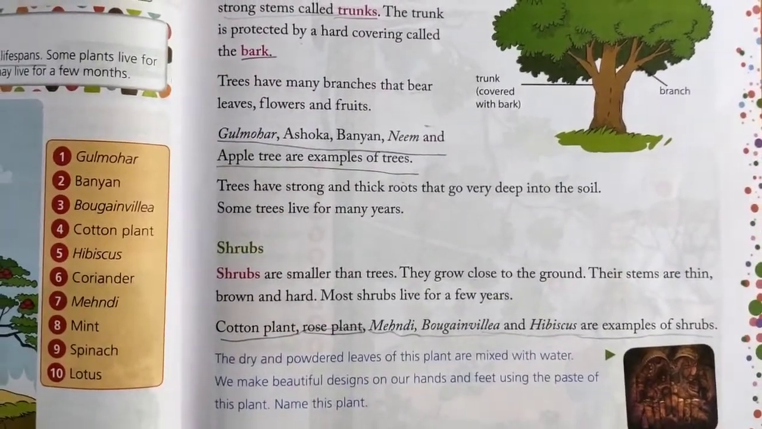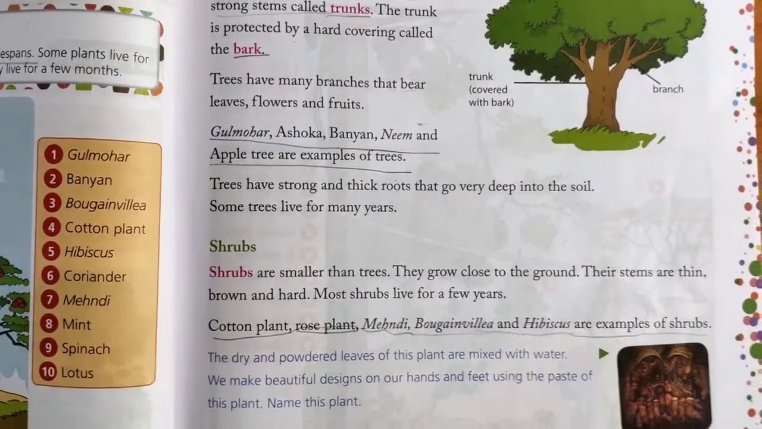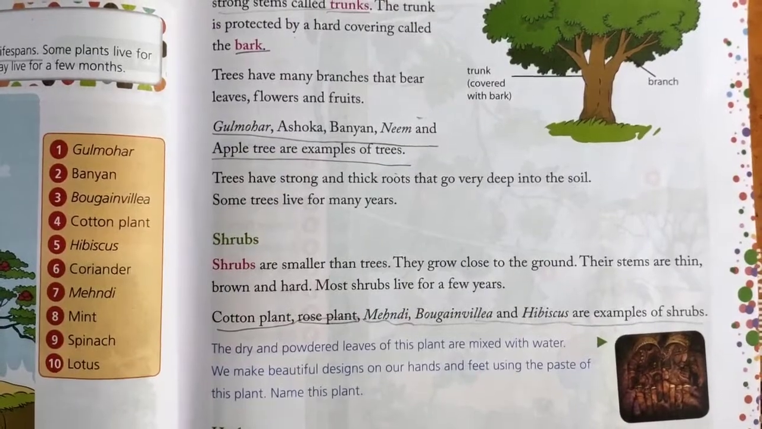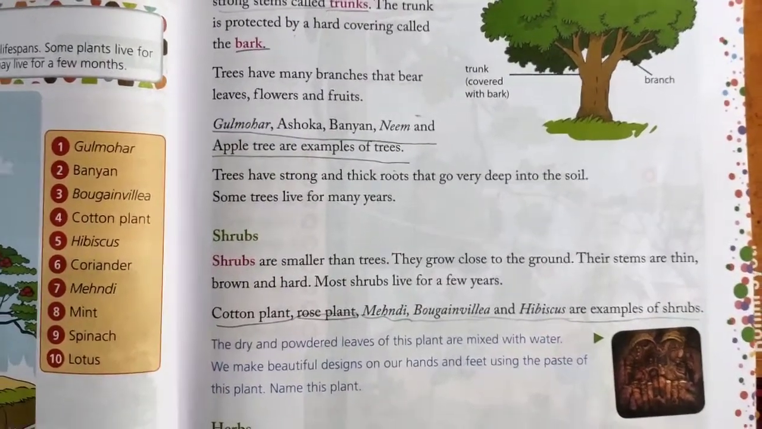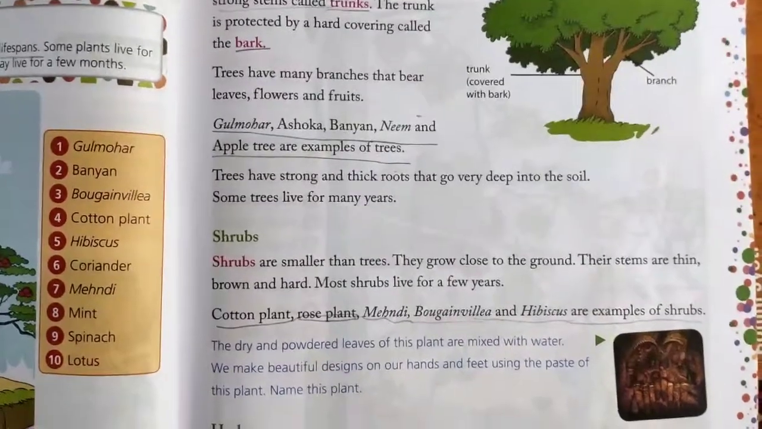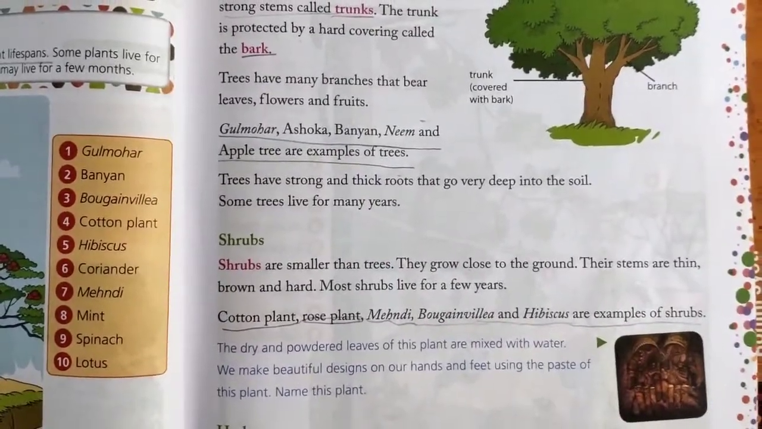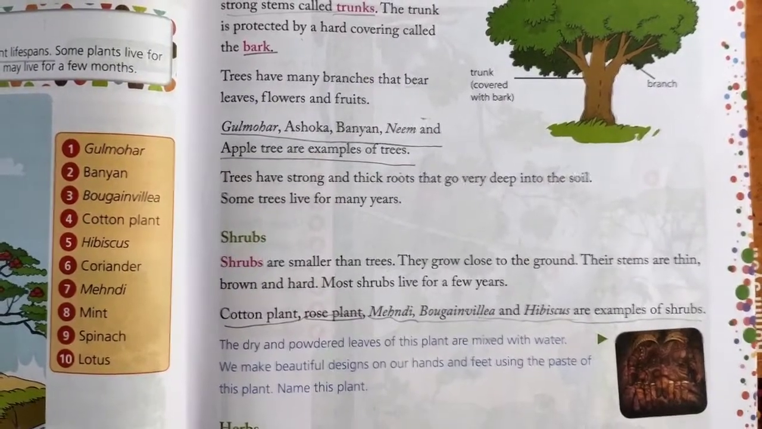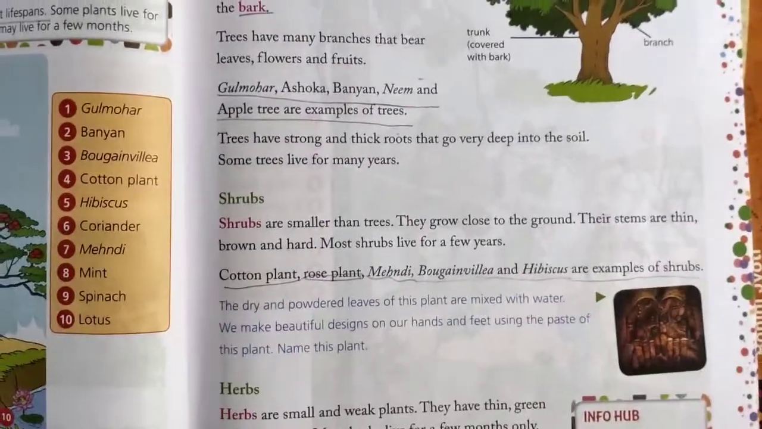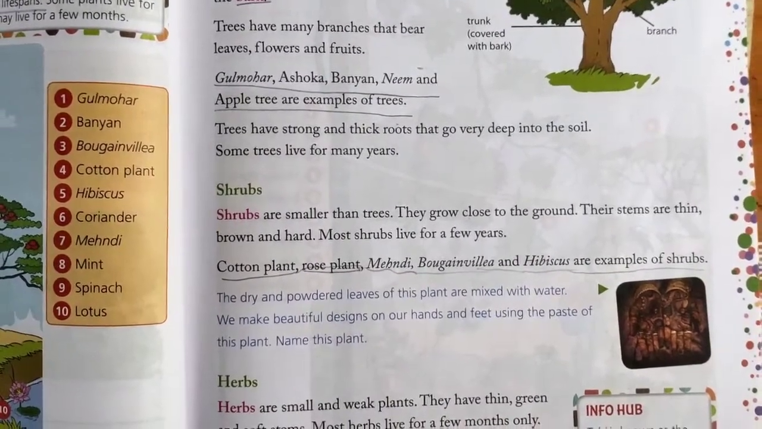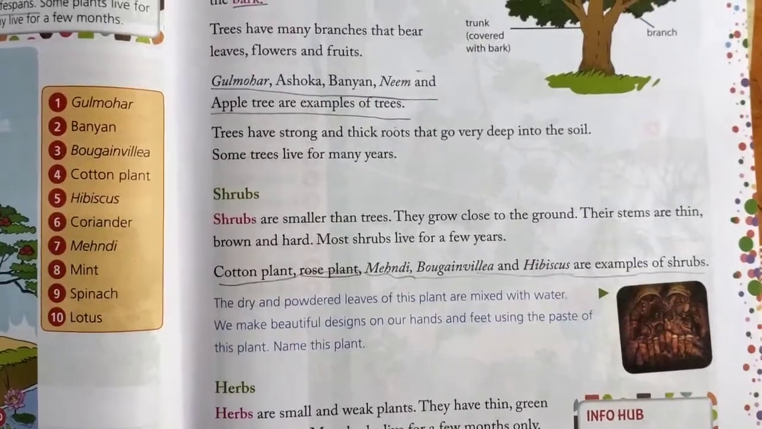Trees have strong and thick roots. The roots go very deep inside the soil because, students, the tree grows very tall, and if the roots do not go deep inside the soil, the tree will fall down very easily. That's why, to keep the tree strong and firm, the roots help them. Some trees live for many years and some live for few years.